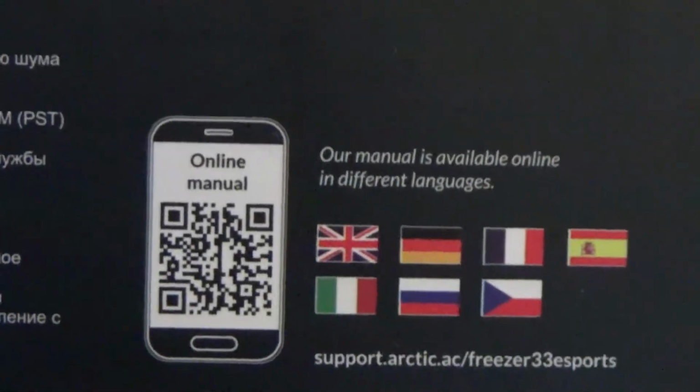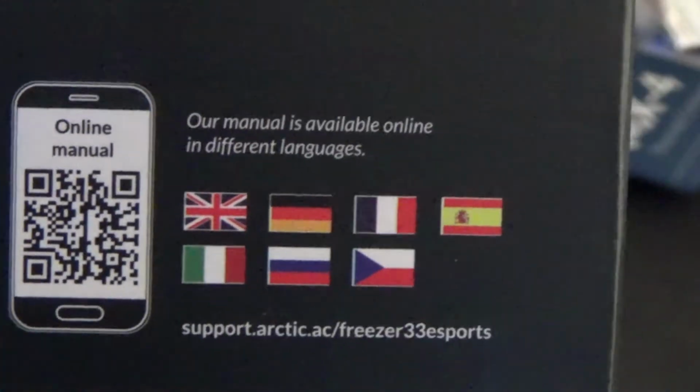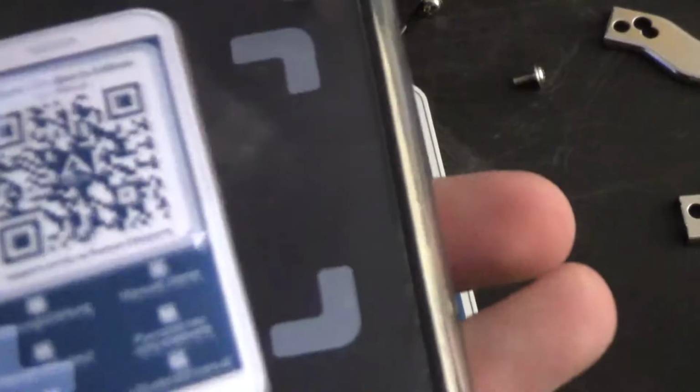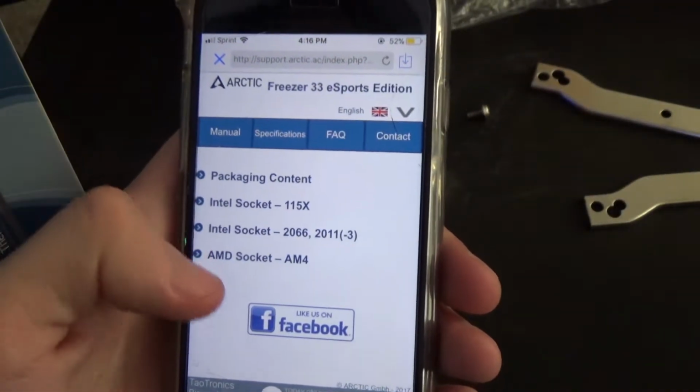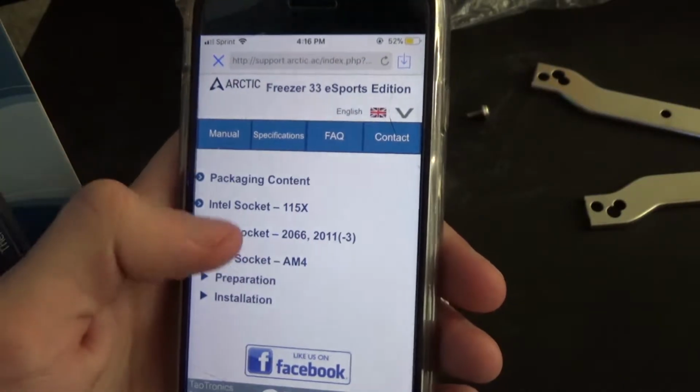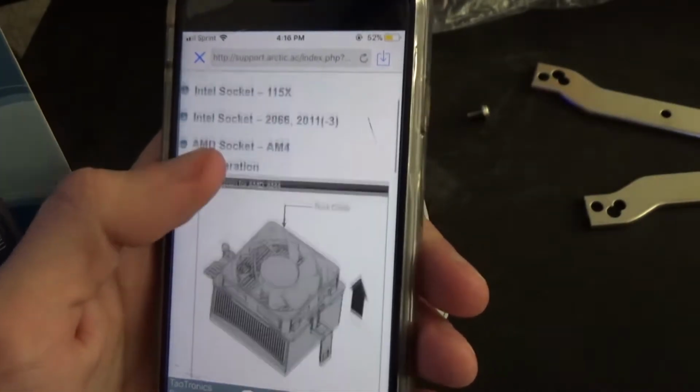Oh! I just realized, so that little Samsung phone is the manual. So the manual is online in different languages. I guess you have to get a QR reader to see the manual. Okay, that was quick. English. AM4 socket. Preparation.